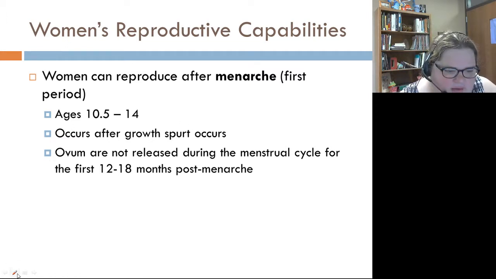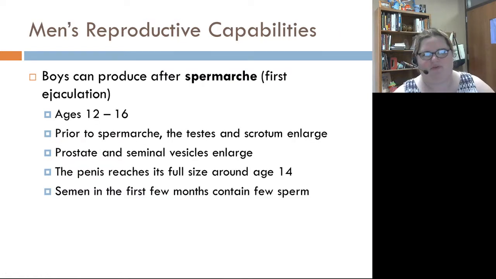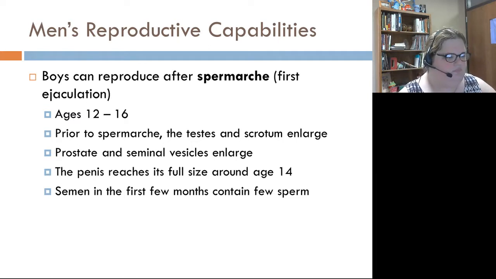I guess I should flip back to the clicker, right? Okay, so what about men? Well, men also begin to reproduce during puberty. Men can actually reproduce after spermarche, which is the first ejaculation. And the ladies are all like, "What?" Yes, this actually happens, and usually at not a great time.